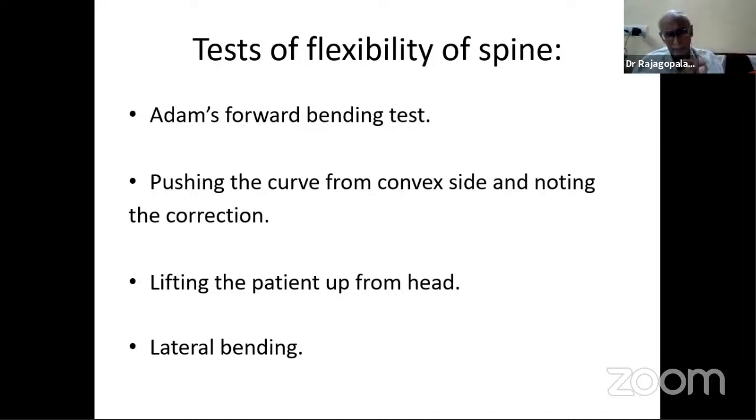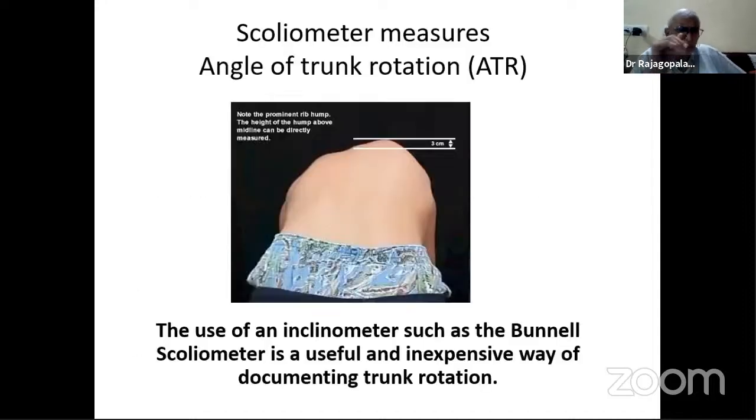Other one is lateral bend. One more thing given in the book is you can push the curve from the convex side and see how much is the correction. So these are the things, at least three of them you should be knowing, usually the common question asked.